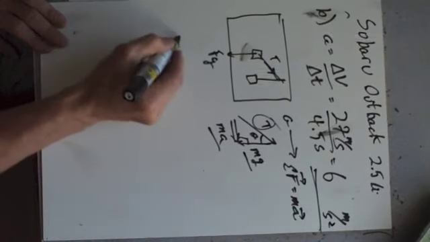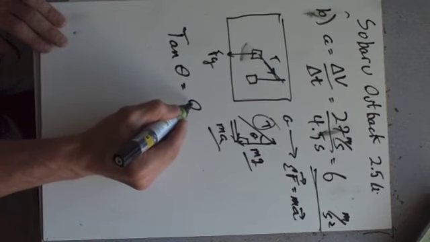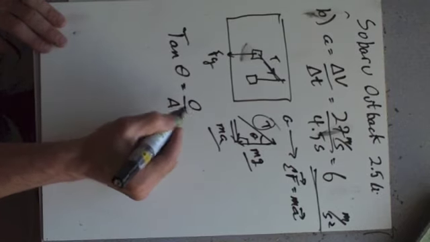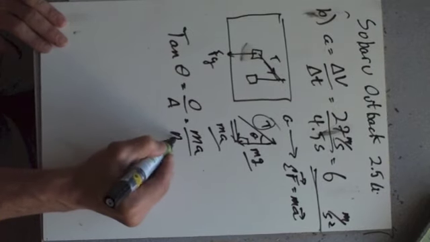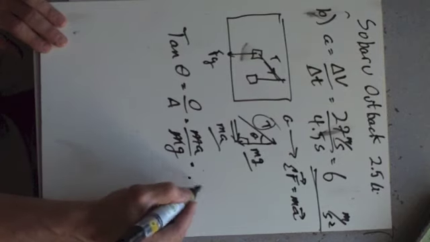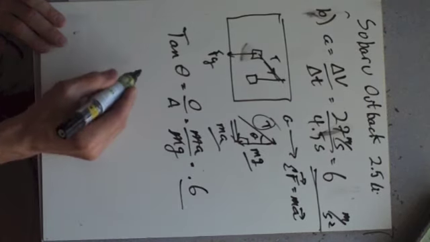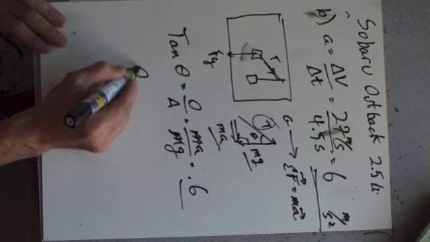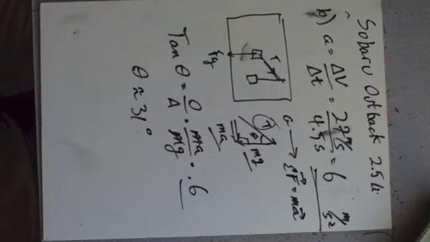So we like it, so we pick tangent. Tangent of theta is equal to opposite over adjacent, of apples, right? Mass times acceleration over mass times gravity. These cancel, and I end up with about 0.6. And so if we solve for 0.6, the arctan of 0.6 is about 31 degrees.